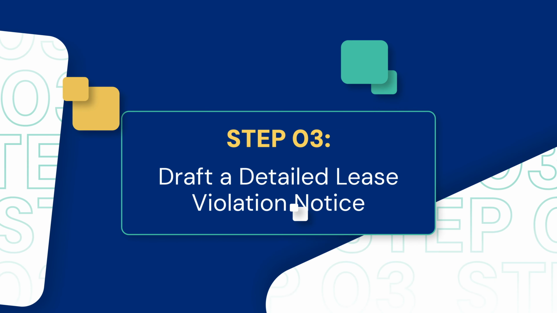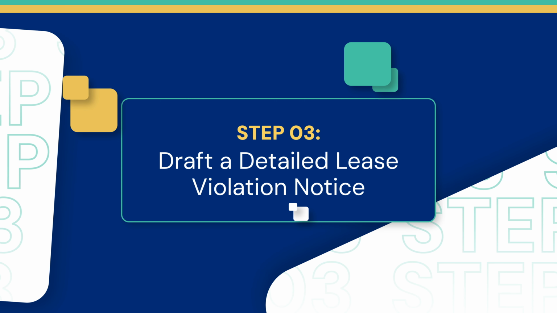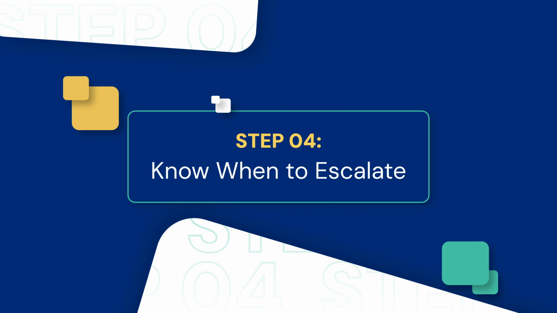Step 3, draft a detailed lease violation notice. If the situation is serious, you'll need to draft a formal notice of lease violation. To be valid and professional, it must include the property address, unit number, and the names of all renters on the lease, the date the notice was written and the specific date the violation occurred, clear next steps and exactly how many days they have to fix the issue, and a request for confirmation of receipt and your signature as the landlord. Step 4, know when to escalate.